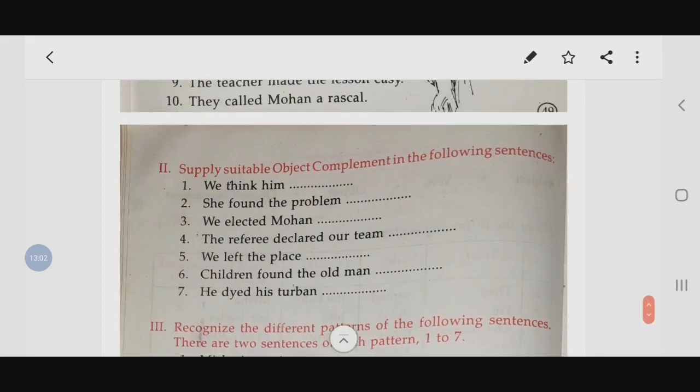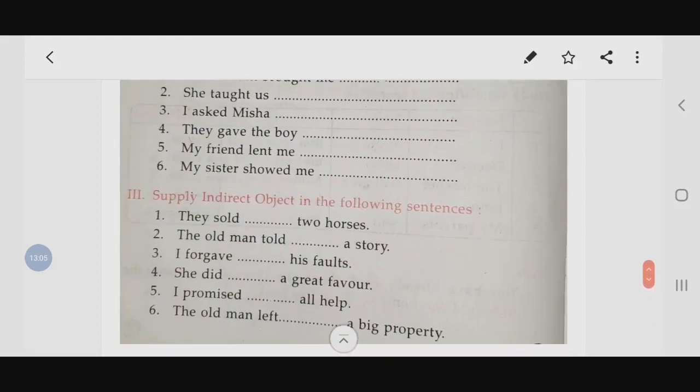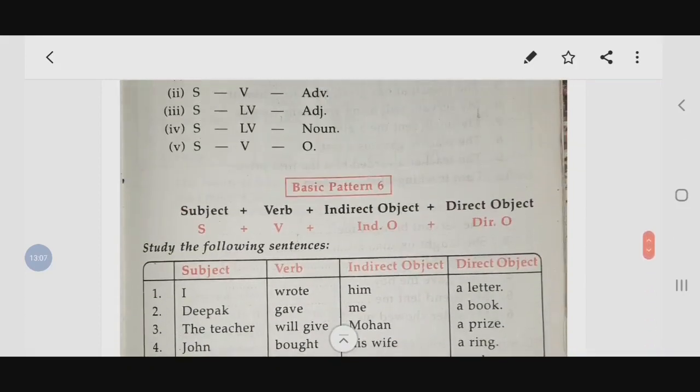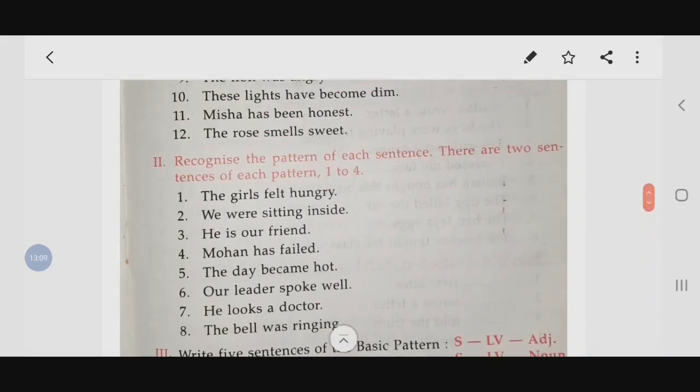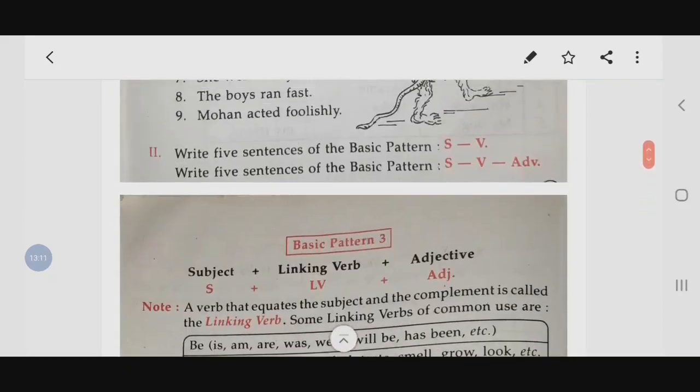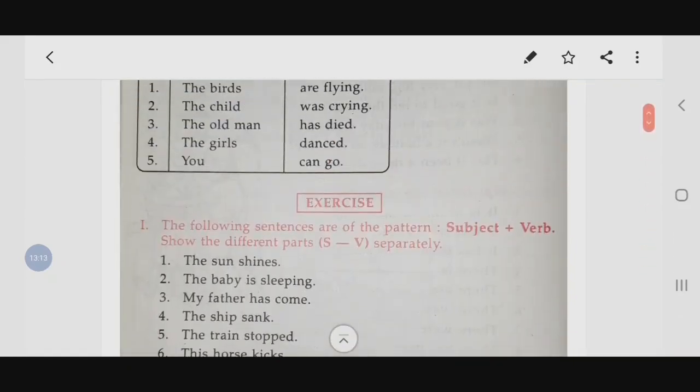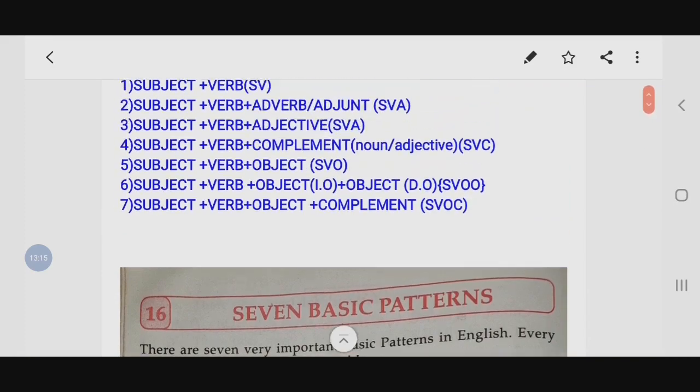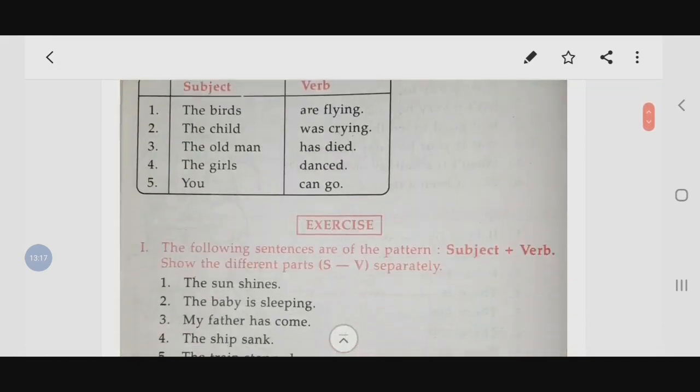I think this video will help you. If you have any doubt, you can comment in the comment box. These are the basic 7 patterns of sentences. Okay, thank you.